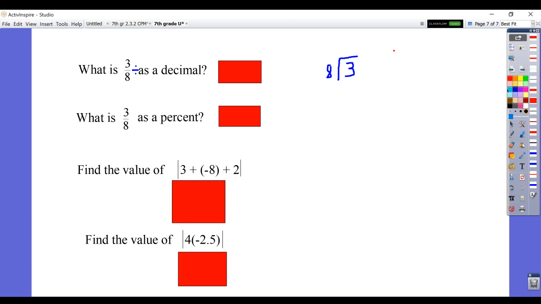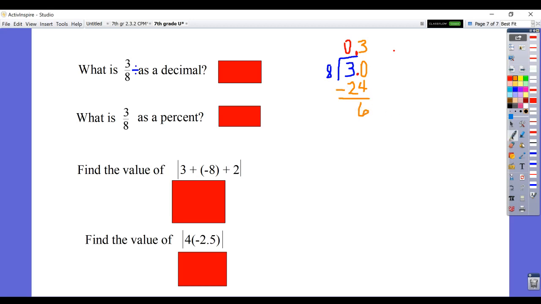So 8, of course, will not go into 3, so we're going to add a 0 up above, and then we're going to place a decimal point in the dividend and up in the quotient. Once we've placed that decimal point, then we can add an extra non-essential 0 because 3.0 still has the same value as 3. 8 into 30 goes 3 times, giving us 24. Subtract, we get 6. All right.